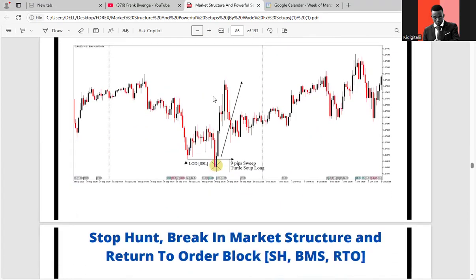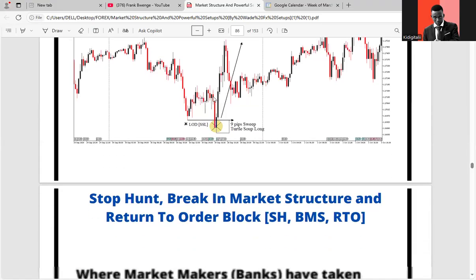You can see on the chart that we had the low of the day there, SSL. Then it came down and took about 9 pips. Then we could add another 10 pips to put our stop loss. So you have to know this is a somewhat aggressive entry. If you're not an aggressive trader, this setup might not be a nice one for you.